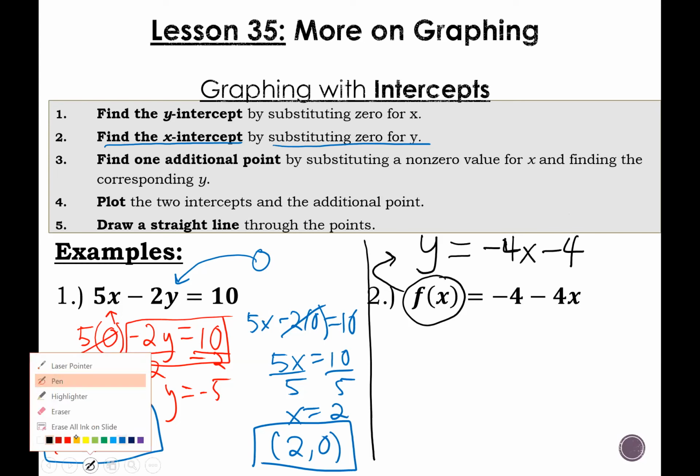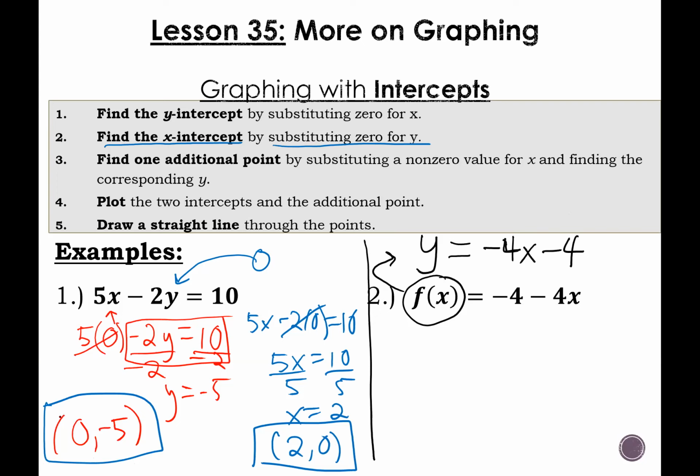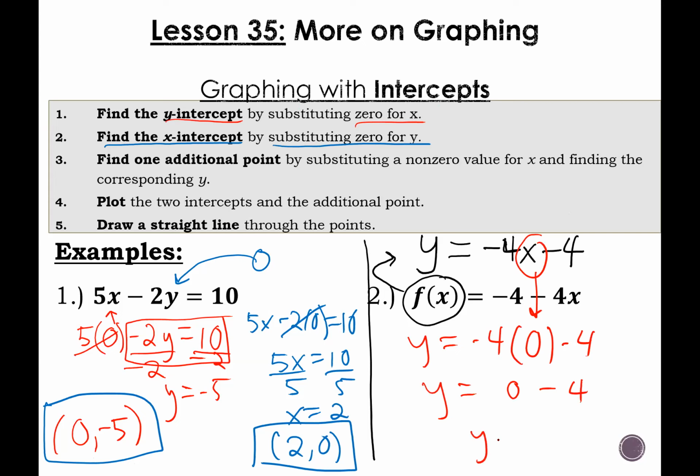All right, so let's start by plugging in 0. Step 1, find the y-intercept by plugging in 0 for x. So y equals negative 4x minus 4. We're replacing x with 0. Negative 4 times 0 is 0, and of course 0 minus 4 is negative 4. So we just found the y-intercept, which is 0, negative 4.